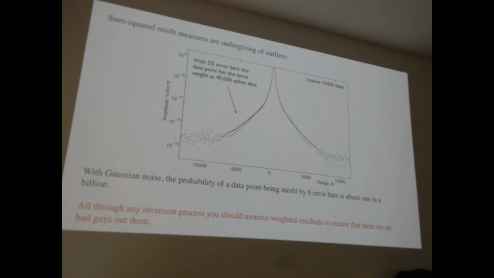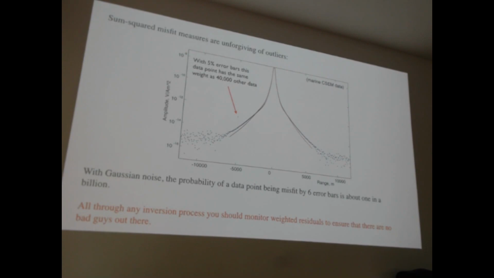You've got to be very careful about data outliers, because the sum squared misfit measure is very unforgiving of outliers. This little data point here, which is clearly an outlier, if my error bars were 5%, that data point would have the same contribution to my sum squared misfit as 40,000 other data. If I leave that in, and I've only got 200 other data, the model's just going to spend all its time trying to fit this.